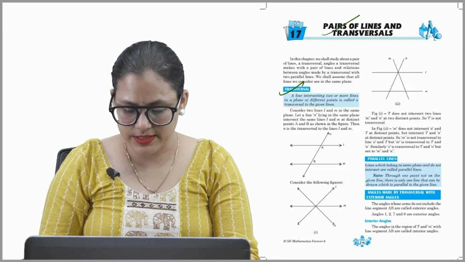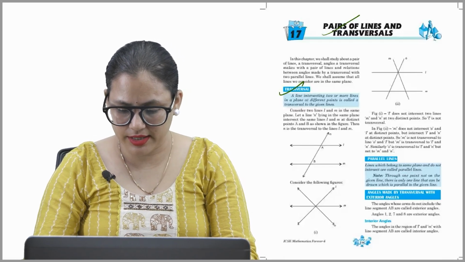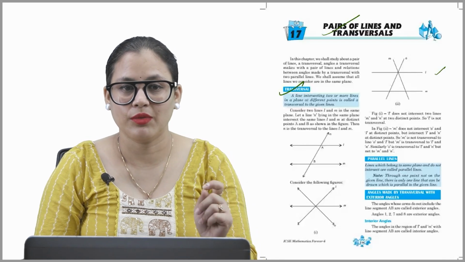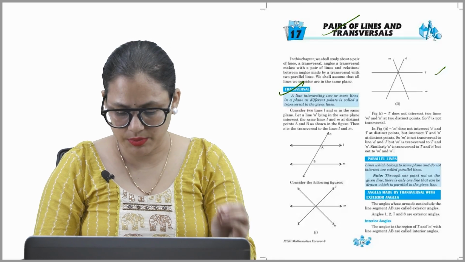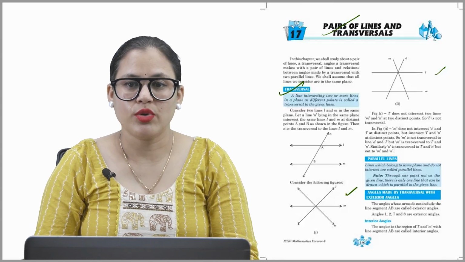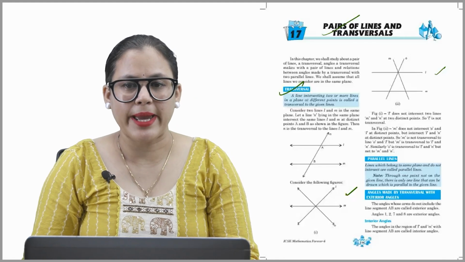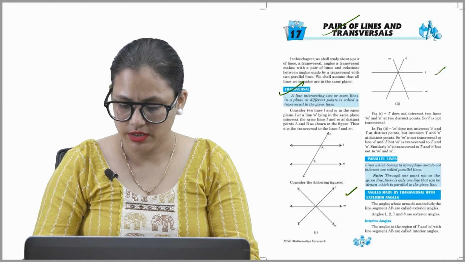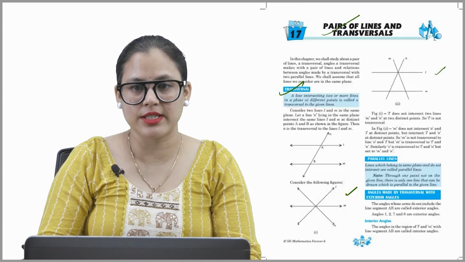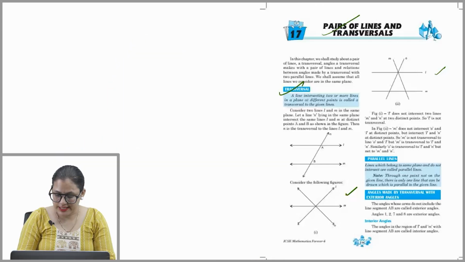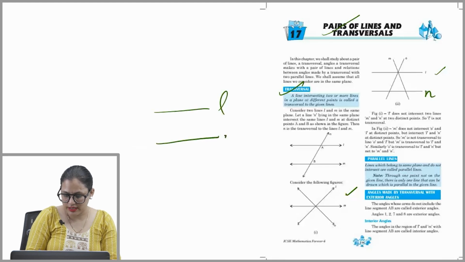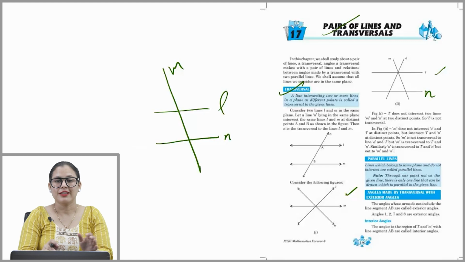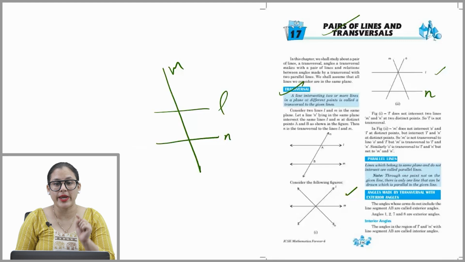Now consider the following figures. In figure 1, L does not intersect the two lines M and N at two distinct points, as you can see here. So L is not a transversal. In figure 2, M does not intersect O and L at distinct points, but intersects the lines L and N. This is L, this is N, and this is the line M which is intersecting these two lines. So M is not a transversal to O and L, but M is a transversal to L and N.